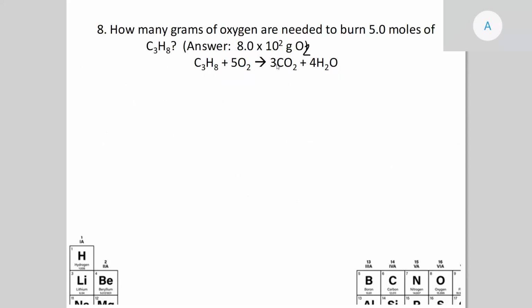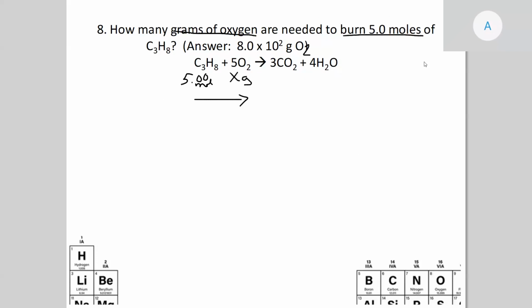All right. So how many grams of oxygen? What am I going to do with that information? Put X grams under it. Under the oxygen, that's right. Are needed to burn 5.0 moles of C3H8. What am I going to do with that information? You're going to put that under C3H8. All right. We're changing compounds. We're going from C3H8 to O2.